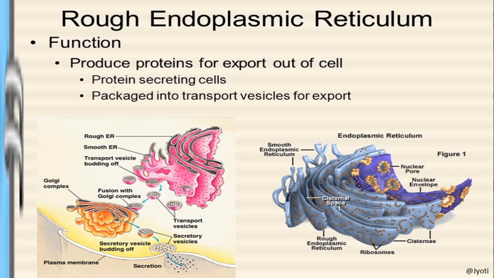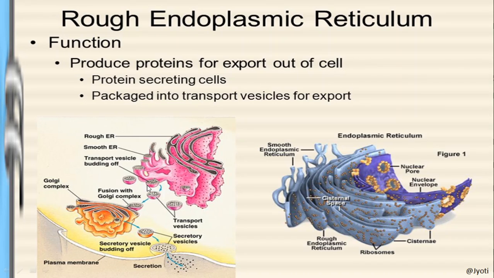Now the function of rough endoplasmic reticulum. As I have told you, the rough endoplasmic reticulum contains ribosomes on its surface. Unless and until the ribosomes are attached to the surface of endoplasmic reticulum, they cannot synthesize protein. So the foremost function of the endoplasmic reticulum is to provide a surface for the ribosome to synthesize protein. Besides that, after the synthesis of the protein in the ribosome, the proteins are transported to the endoplasmic reticulum, and from the endoplasmic reticulum they are packaged in vesicles.